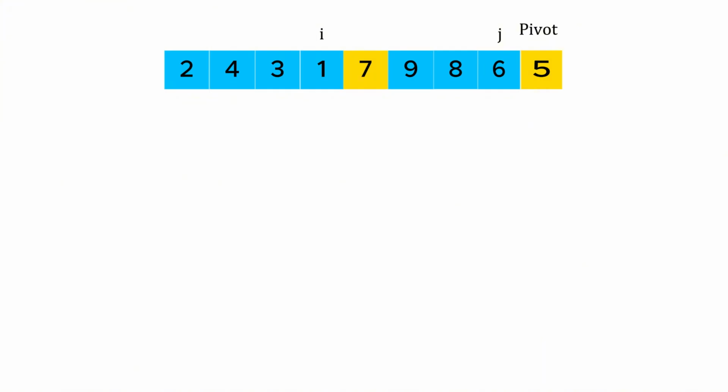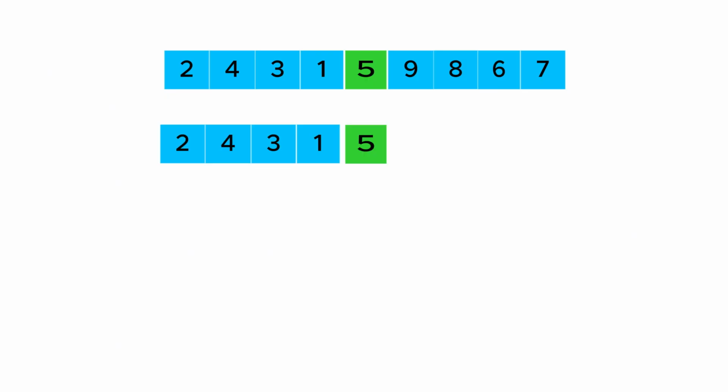So swapping 7 with 5. Pivot 5 is now at index 4, which is its correct sorted position. And as you can see, all the elements to the left of the pivot are less than it, and all the elements to the right of the pivot are larger than it. We now recursively sort the left and the right sides of the pivot.